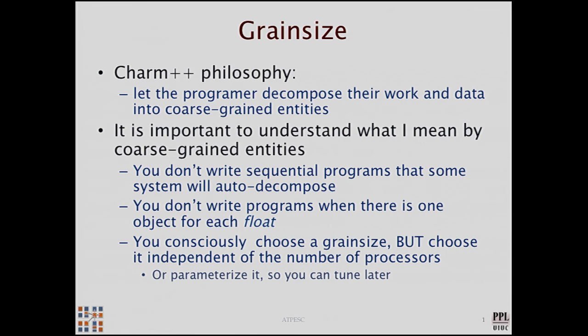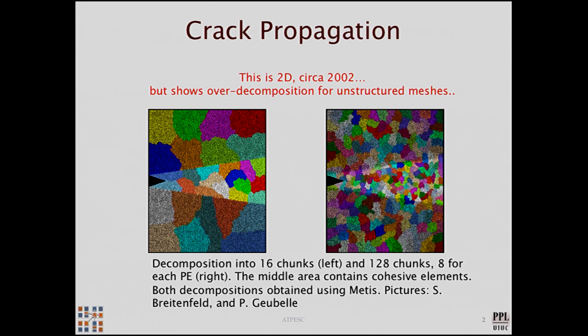So the Charm++ philosophy is to let the programmer decompose the work into coarse-grained entities. What do we mean by coarse-grained entities? You don't write something where each float becomes an object, each integer becomes an object. No, you have to chunk them. You don't wait for some system to automatically decide your chunk size. You have to do it manually. So how do you do it? Examples are the best way to illustrate it.